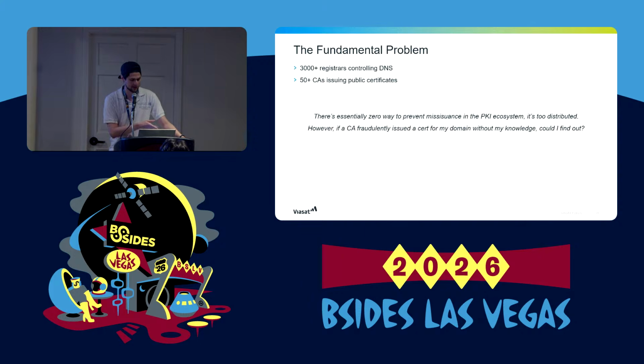There's 3,000 registrars, there's 50 CAs, right? They all audit each other and their standards, but what happens if somebody just does something on the other side of the planet and just gives out a cert for a domain that I own to somebody that's not me, right? How would I even know it happened? I kind of wouldn't, right? This system is wholly distributed.